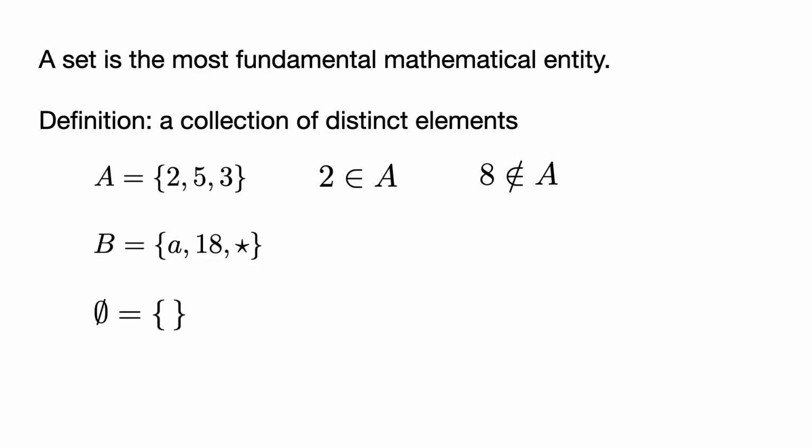Here's a special set. It's the empty set. It's the set that has nothing inside of it. And here's an example of an infinite set. It's the set of integers. Order doesn't matter with a set. So the set {5, 2, 3} is the same as the set {2, 5, 3}, which is the same as the set {2, 3, 5}.